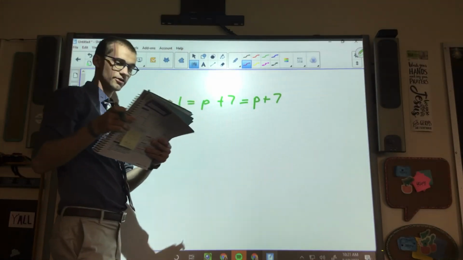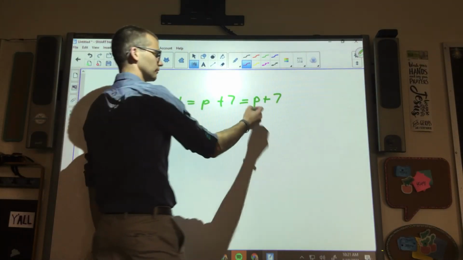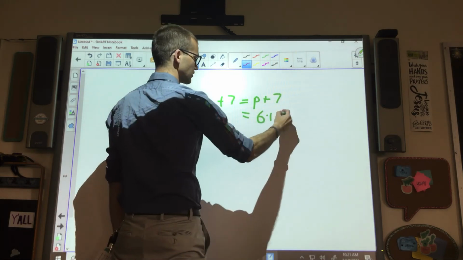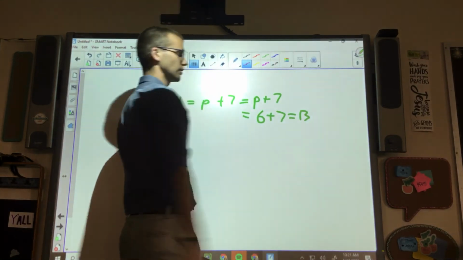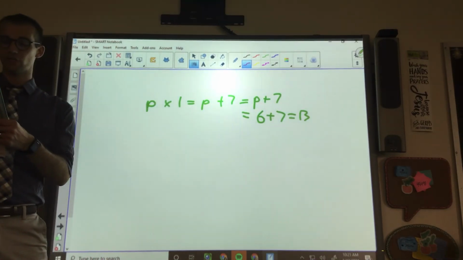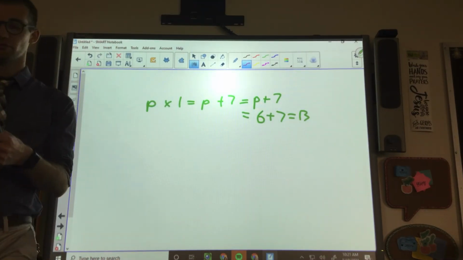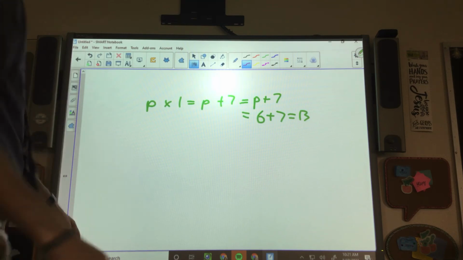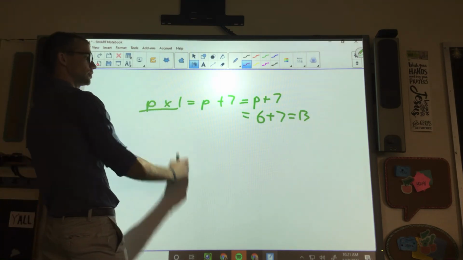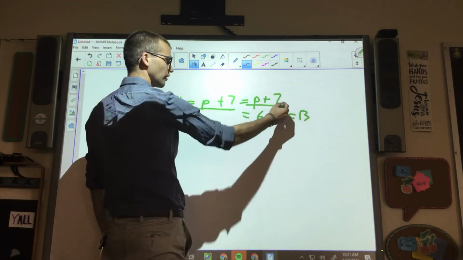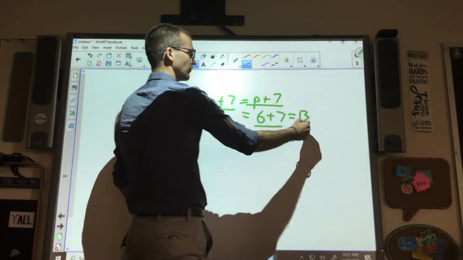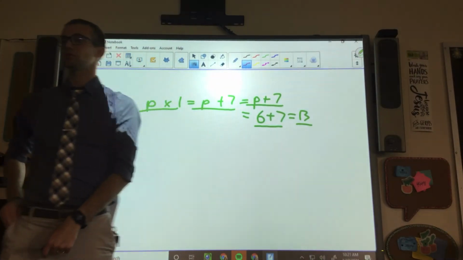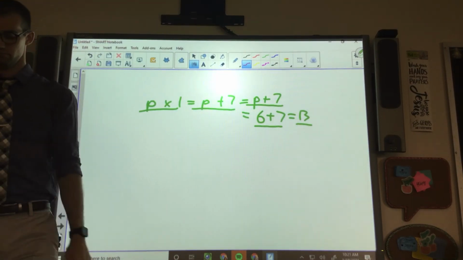But then they said when P equals 6. So if P equals 6, we can do 6 plus 7 equals 13. So I want you guys to take 2 minutes, try to do each of those yourself the same kind of way. You start off with the first thing, then the next, and then you have this. Then they're going to tell you what the value of the variable is, and then you figure out what that final thing is. Give you guys 2 minutes to do that.